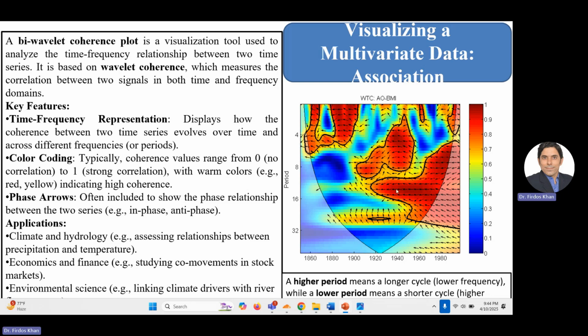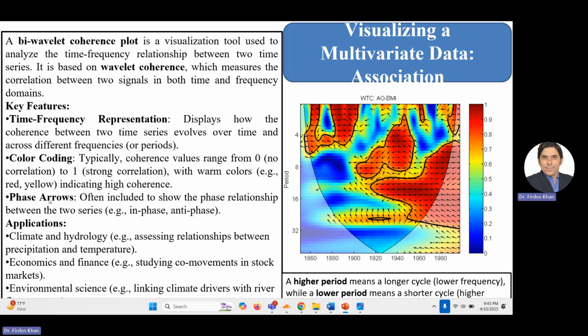Color coding. So what is meant by the color coding? Typically coherence values range from 0, no correlation, to 1, strong or perfect correlation, with warm colors, e.g. red, yellow, indicating high coherence. So this means that the deep blue color has very low coherence or no coherence, and then you can see it is increasing to light blue, and then going to green, and then yellow, and then red, and deep dark red. So dark red means high coherence, that is almost perfect correlation between two variables.